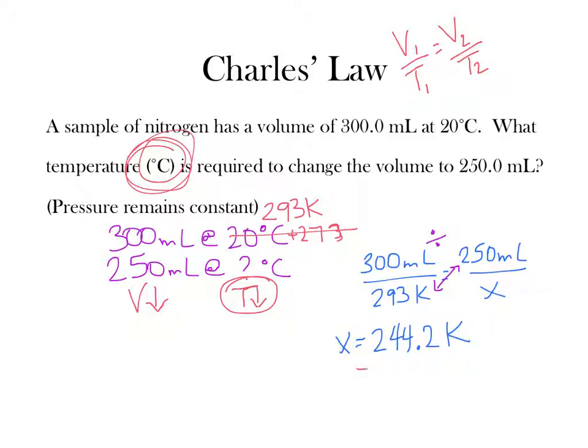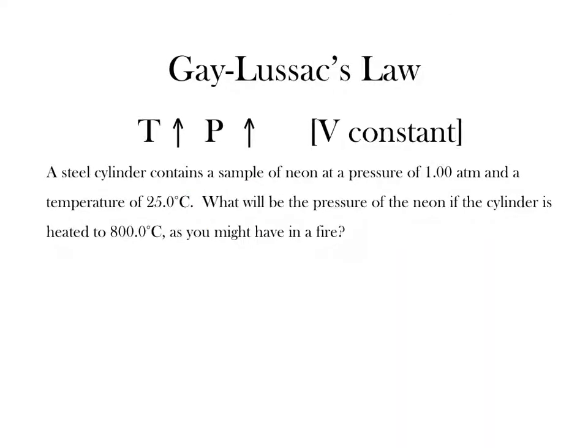So to convert it back to Celsius, we're going to subtract 273, which is left with negative 28.8 degrees Celsius. Notice that we said temperature was going to go down, and it started at 20 degrees Celsius and went down to negative 28 degrees Celsius. So all is well with the world. Our answer checks out.